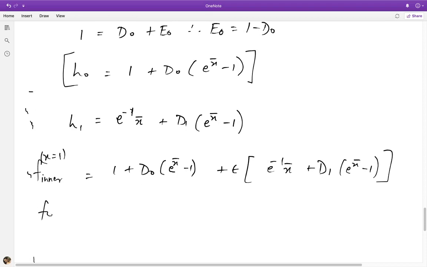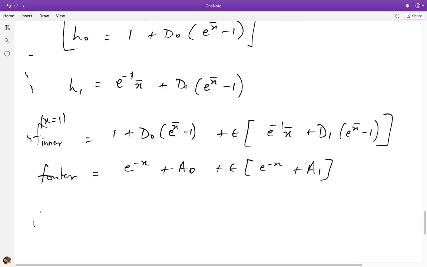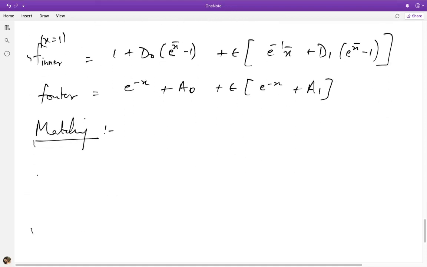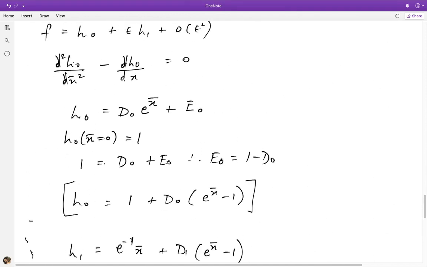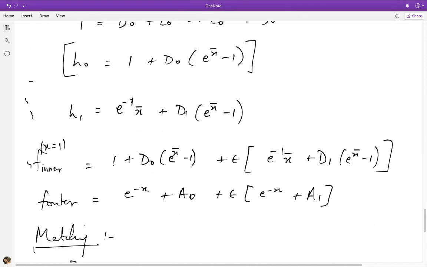Right, and then again we have to match this with f outer, which from my experience of course was e to the minus x plus a1, sorry, this is a naught. Yes, that looks right. Okay, so now we again try to do Van Dyke's matching. Right, so remember this is equivalent, we need to take the limit of epsilon going to 0 of the inner solution after substituting x bar as 1 minus x by epsilon.